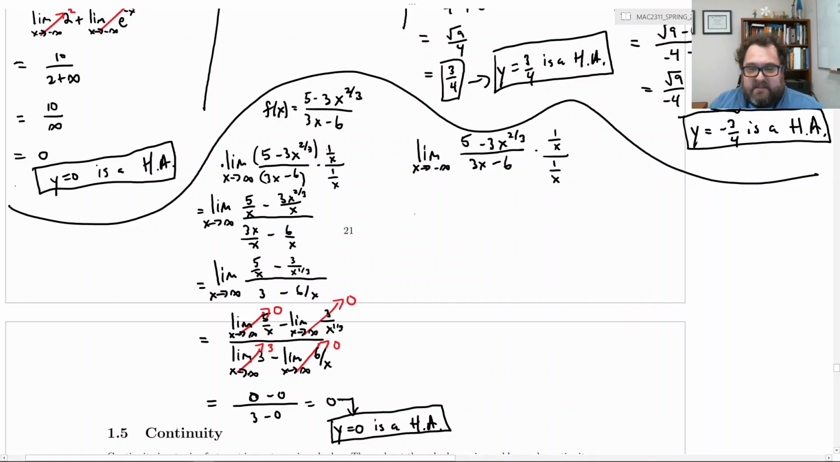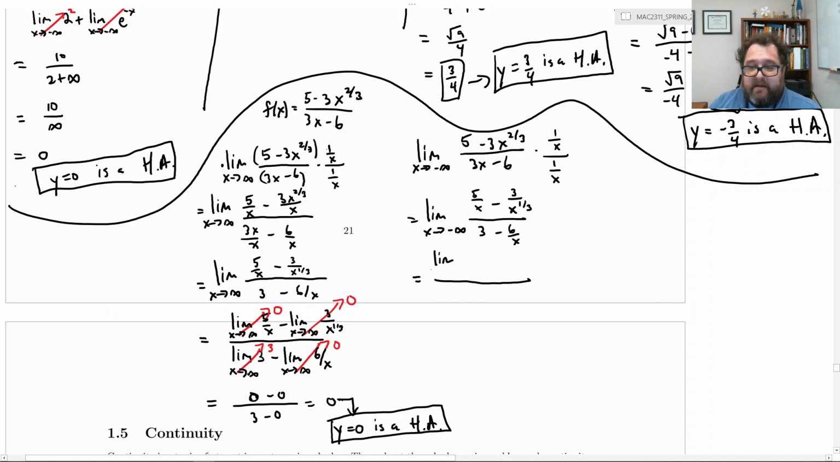There's no special consideration there. In fact, we don't have to reinvent the wheel here. We can just say this simplifies, skipping this step right here. We could say this simplifies to 5 over x minus 3 over x to the 1/3 over 3 minus 6 over x once we distribute and simplify. Then if we apply the sum difference rule and the quotient rule, we get a quotient of those individual limits.